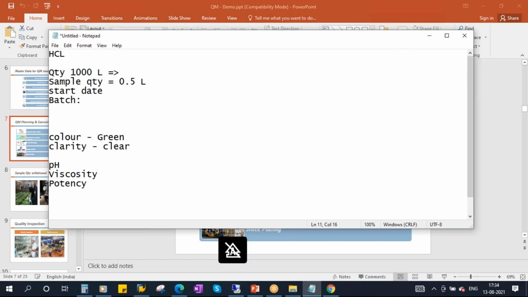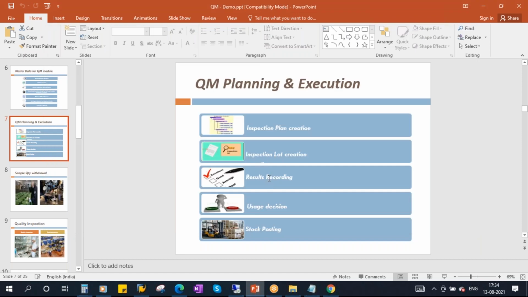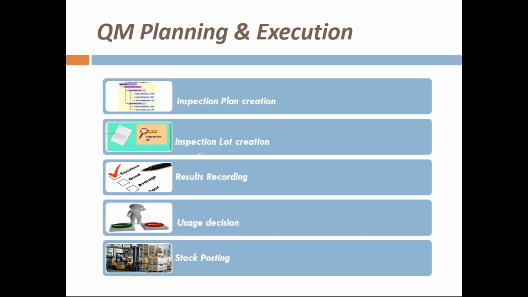Clear. pH value, the result is, let's say, 8. Viscosity, he found it as 1.2 centipoises. Potency, he found it as 101.2%. So all these results, whatever he gets, he will enter in the system. That is called results recording. Once the results recording is completed, the next step is usage decision, UD.